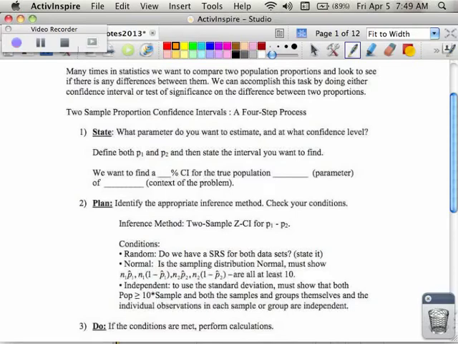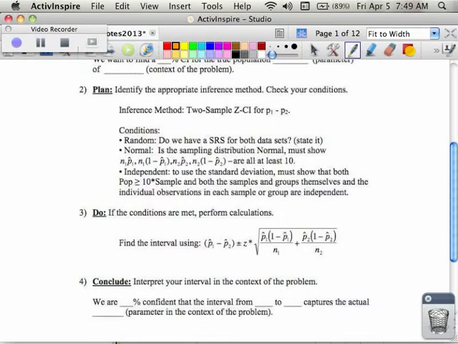When you're planning with the two proportions, you're going to talk about the inference method. So here we're going to do a two-sample Z confidence interval for P1 minus P2. So when you're talking about the very first line in each of these processes, that's why in the past we've been writing them down. At that time it was the only thing that we were doing, but now there are many more tests, so we have to make sure that the reader knows what we're talking about.